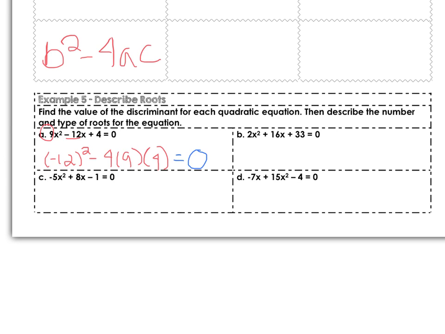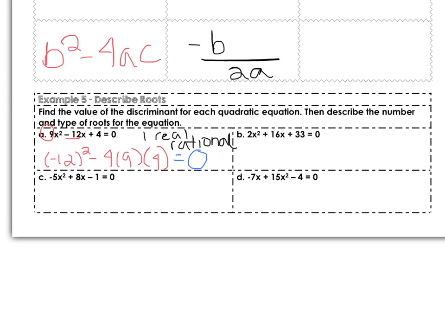This means that I have one root, because the square root of 0 is only ever going to be 0. And it's going to be real. And something else you can recognize is that it's going to be a rational root, because if we think about it, negative b plus or minus 0 over 2a, we're only going to ever end up with this chunk right here.